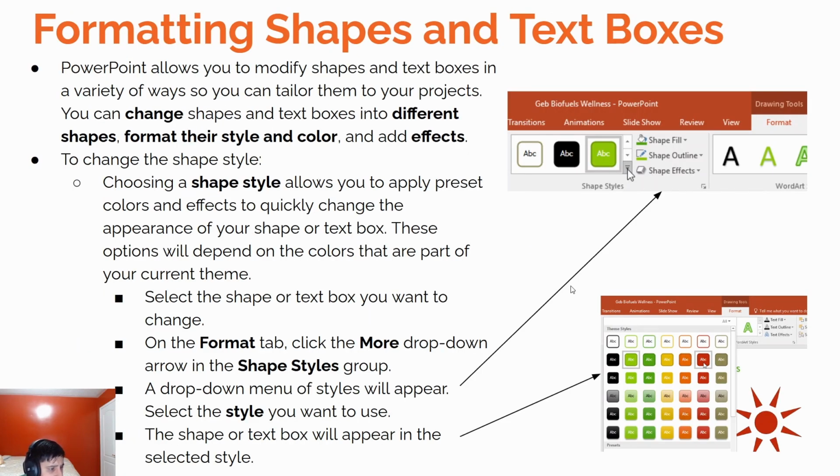PowerPoint does allow us to modify shapes and text boxes in a variety of ways so we can tailor them to our projects. Of course, we can insert shapes and text boxes, format their style and color, and add effects. To choose a shape style, which allows us to apply preset colors and effects to quickly change the appearance of a shape or text box, these options will depend on the colors that are part of the current theme. We select the shape or text box we want to change. Then on the Format tab, we click the More drop-down arrow in the Shape Styles group, and a drop-down menu of styles will appear. Select the style you want to use. The shape or text box will appear in the selected style, right?